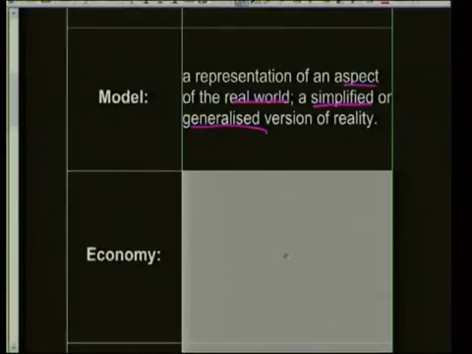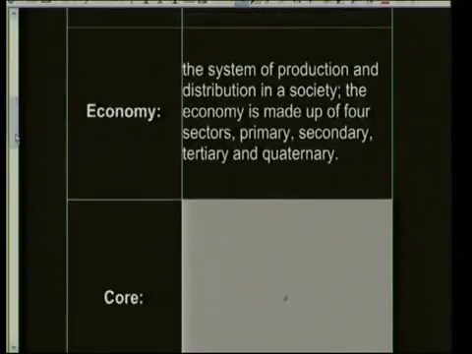In terms of our economy, the economy is the system of production and distribution in a society. It is made up of 4 sectors: our primary sector, secondary, tertiary, and quaternary. Just a reminder that when we deal with the primary sector, we are looking at the extraction of raw material. The secondary sector deals with the processing and manufacturing of those raw goods. The tertiary sector involves the provision of services, and the quaternary sector involves research and technology. And all those sectors combined together form what's called the economy.